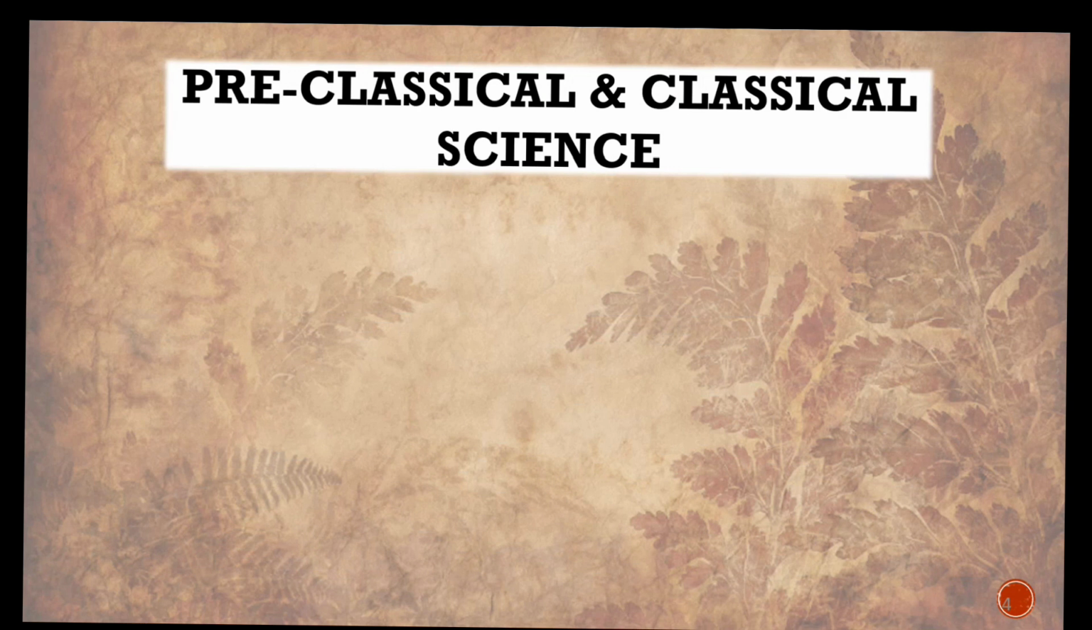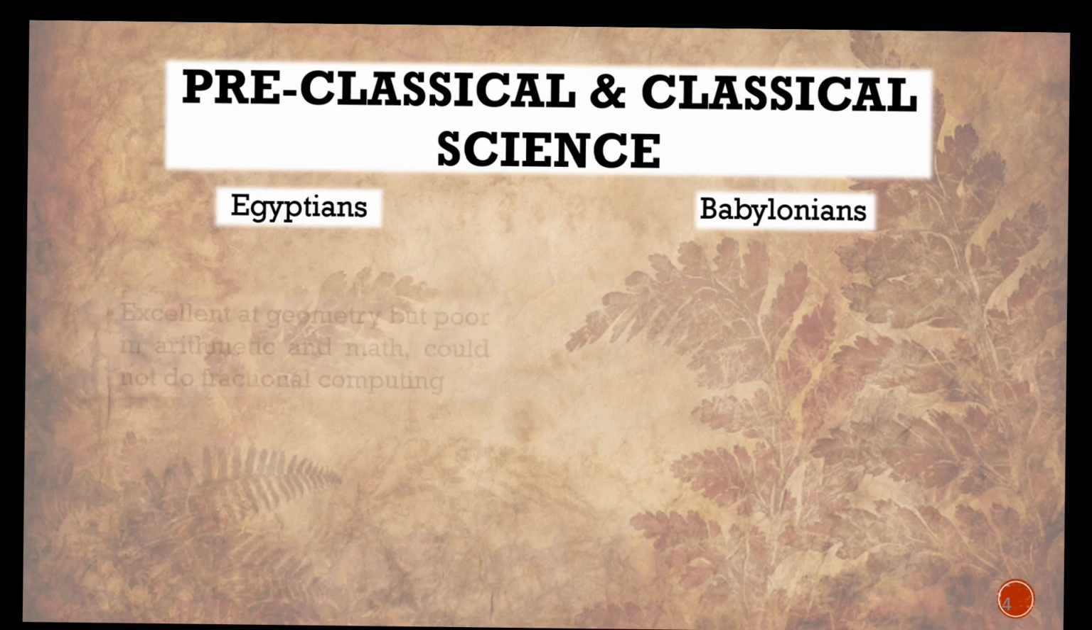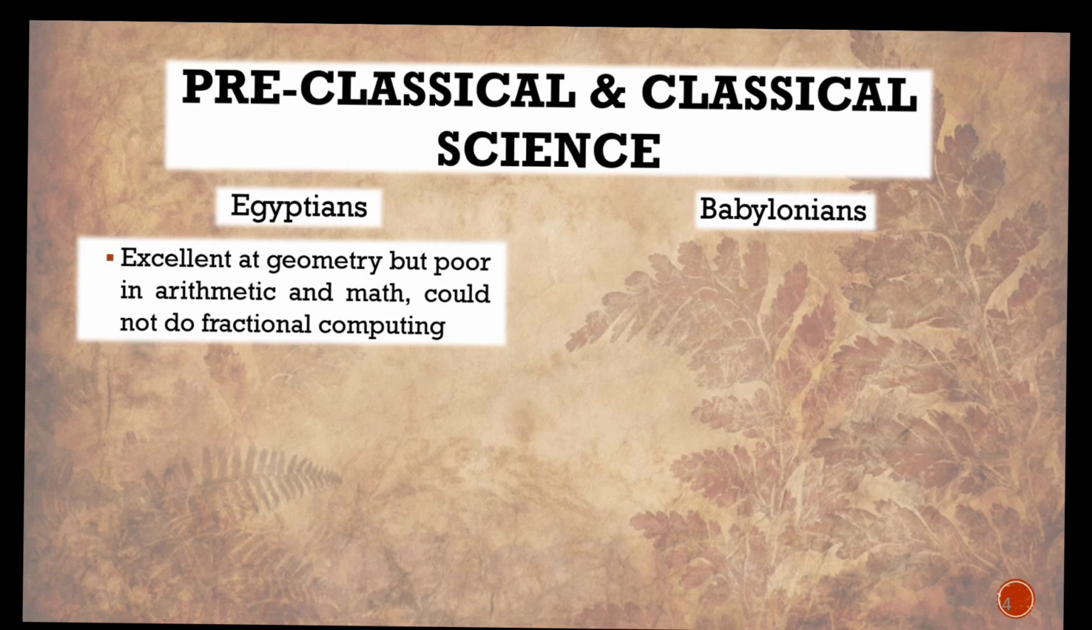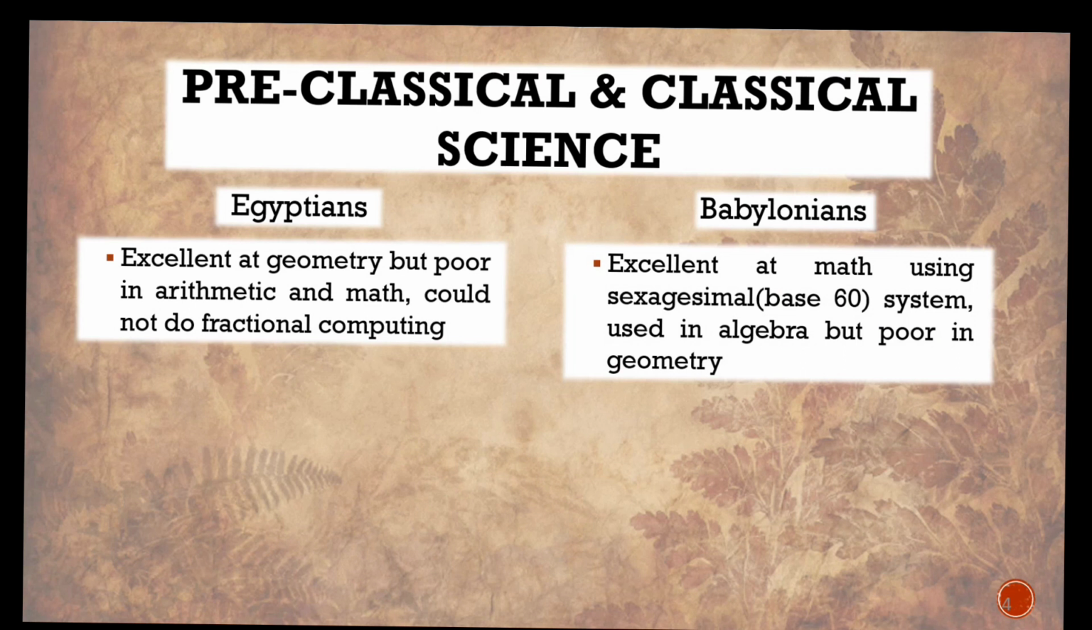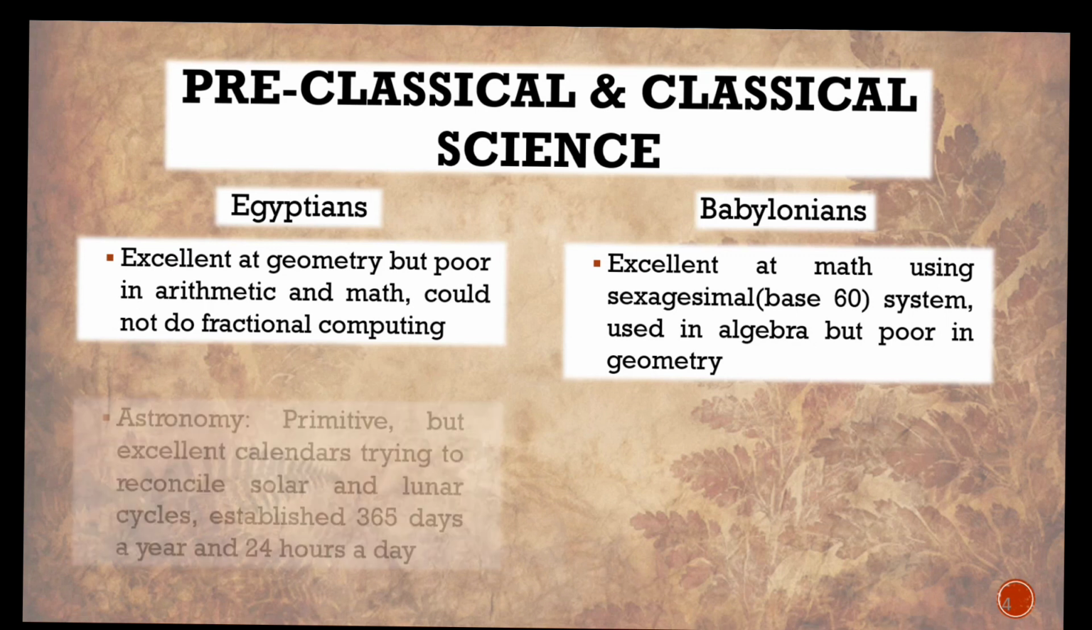During the pre-classical and classical periods of the sciences, we have here a comparison of the Egyptians and the Babylonians. The Egyptians are excellent at geometry, but poor in arithmetic and math, could not do fractional computing. So that is for the Egyptians. The Babylonians are excellent at math, using the sexagesimal base 60 system used in algebra, but poor in geometry.